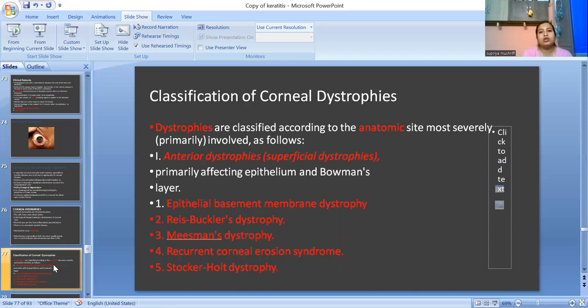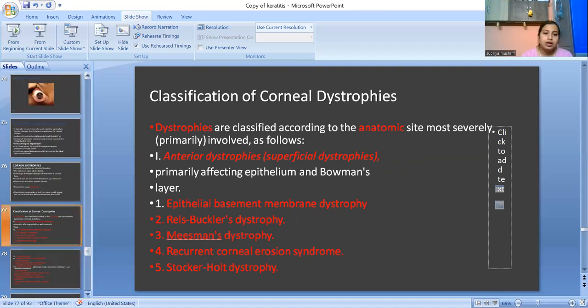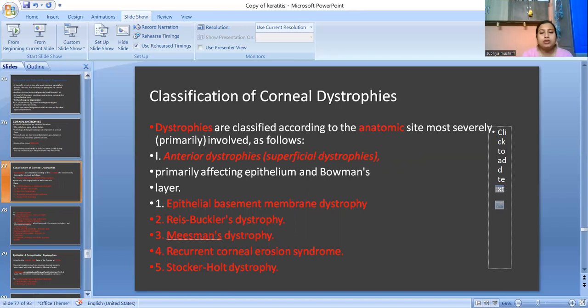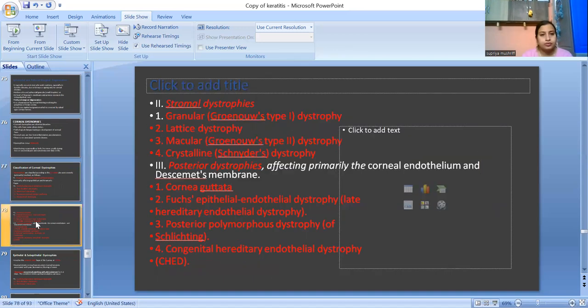Classification of corneal dystrophies is on the basis of the anatomical site primarily involved, as follows. Anterior dystrophies, or superficial dystrophies, primarily affect the epithelium and Bowman's layer: epithelial basement membrane dystrophy, Reis-Bücklers dystrophy, Meesmann dystrophy, recurrent corneal erosion syndrome, Stocker-Holt dystrophy. Stromal dystrophies: granular type 1 dystrophy, lattice dystrophy, macular and granular type 2 dystrophy, Schnyder crystalline dystrophy. Posterior dystrophies primarily affect the corneal endothelium and basement membrane: corneal guttata, Fuchs epithelial endothelial dystrophy, late hereditary endothelial dystrophy, posterior polymorphous dystrophy, and congenital hereditary endothelial dystrophy. These are the different types of dystrophies on the basis of their location in the layers of the cornea.